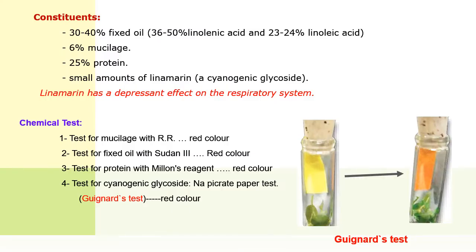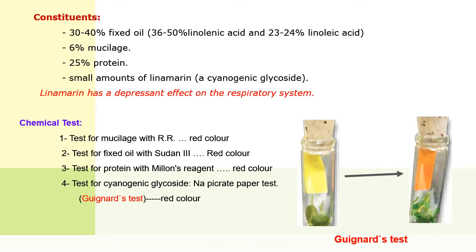The active constituent of linseed: it contains about 40% of fixed oil. Up to 50% of this oil consists of linolenic acid, and 24% of linoleic acid. In addition to mucilage, protein, a high percent of protein, and a trace amount of cyanogenic glycoside known as linamarin.